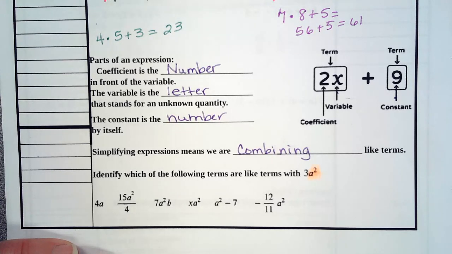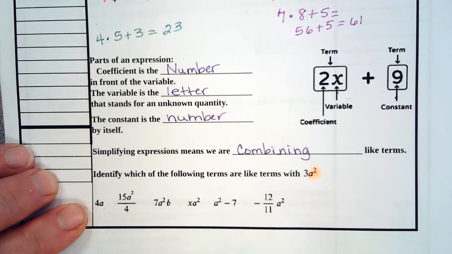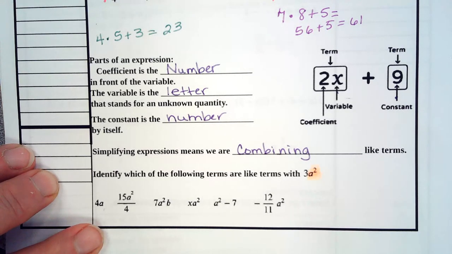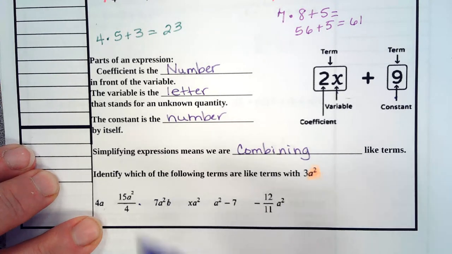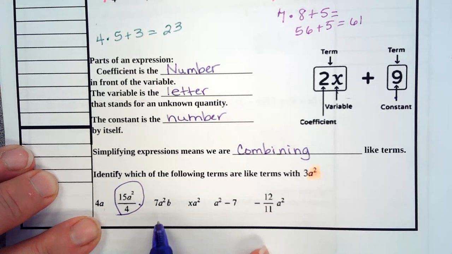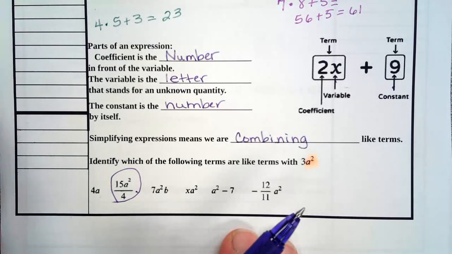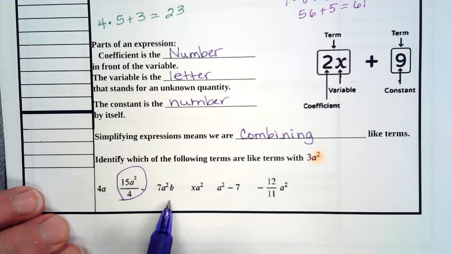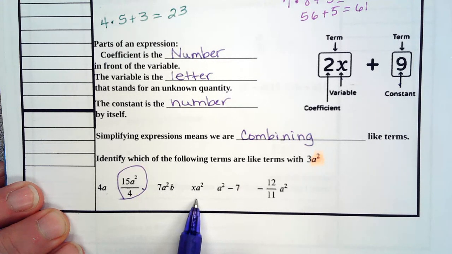So circle the following terms that are like terms. Okay, so let's look at the first one. Does it have an a squared? No. Let's look at the second one. Does it have an a squared and no other variables? Yes. So this would be a like term. What about the third one? Does it have a squared and no other variable? Nope, it's got a b, so it will not work. Does this have a squared and no other variable? No.